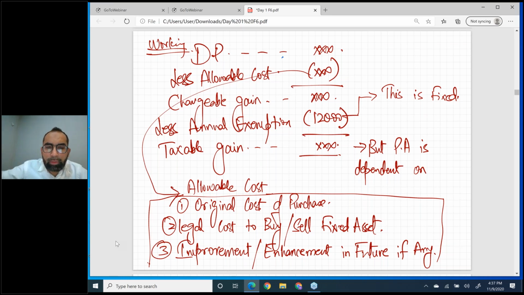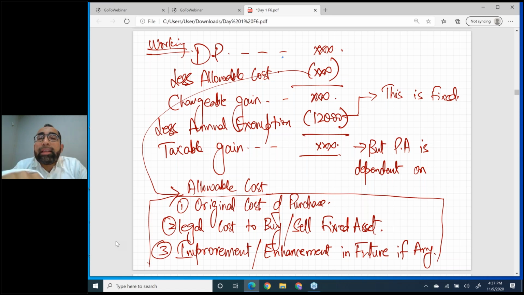Listen, number one, the original cost of purchase, the cost you paid to buy that asset. Then legal costs to buy or sell that fixed asset, including commissions as well, and improvement or enhancement expenditure. So these three costs are normally allowed in capital gain tax calculation. Okay, so what's the format?